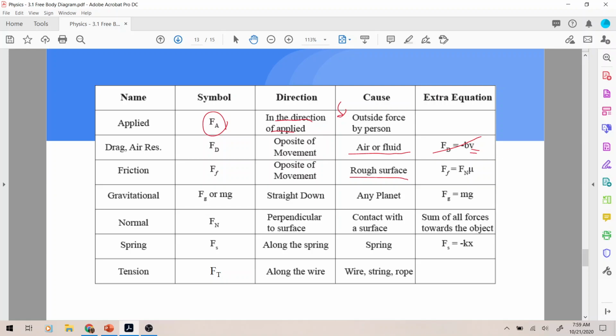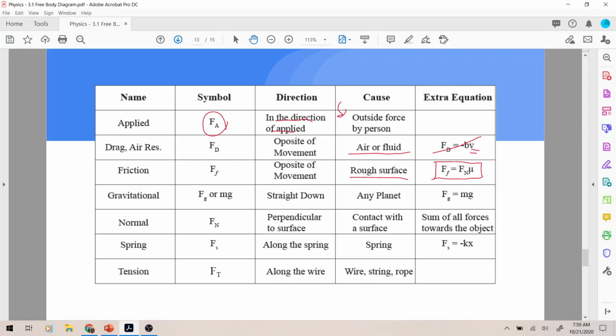But most of the time you basically look for a rough surface, and if it's not stated, then you assume that there is no friction in the surface. And there's an extra equation to calculate friction force. It is Fn, which is normal force, times mu, which is the coefficient of friction.